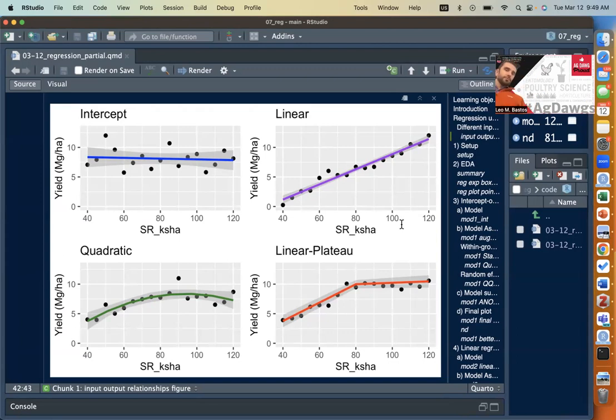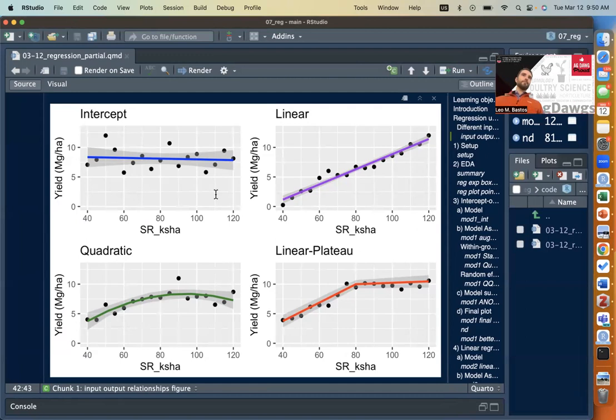So I want you to take a moment to look into these 4 behaviors, because I will ask some questions here, and different people can help me out. So the intercept model, the first model here, if we just focus on this one for now, what is happening here? Can anyone interpret this plot for me?